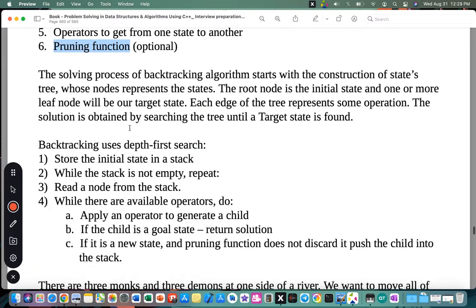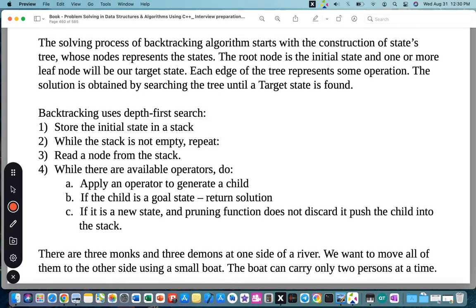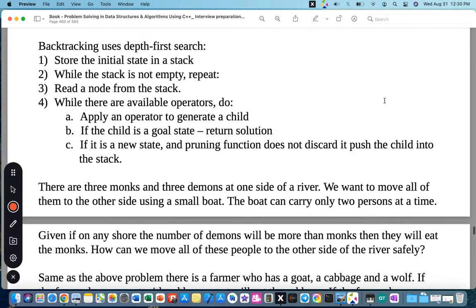The solving process of the backtracking algorithm starts with the construction of the state tree, whose nodes represent the states. The root node is the initial state, and one or more leaf nodes will be our target state. Each edge of the tree represents some operation. The solution is obtained by searching the tree until a target state is found. Backtracking uses depth-first search.